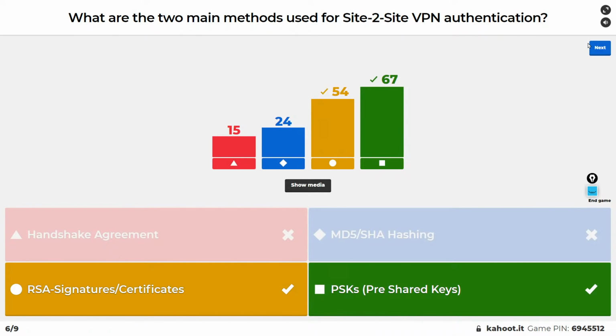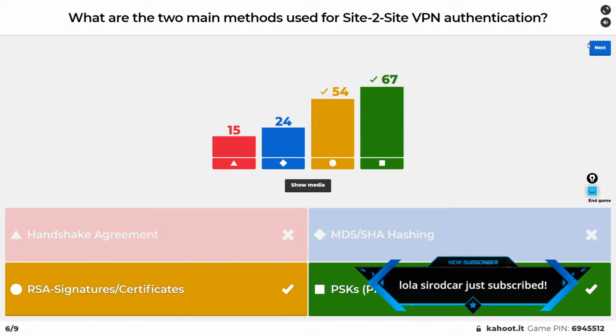All right, pre-shared keys and RSA signatures, which involve digital certificates, are the two main methods for authenticating site-to-site VPN tunnels. Because you want to prove who you're talking with and not just connect to anybody. So we want to authenticate, a fancy word for saying, make them prove who they are before we agree to build all these tunnels with them.